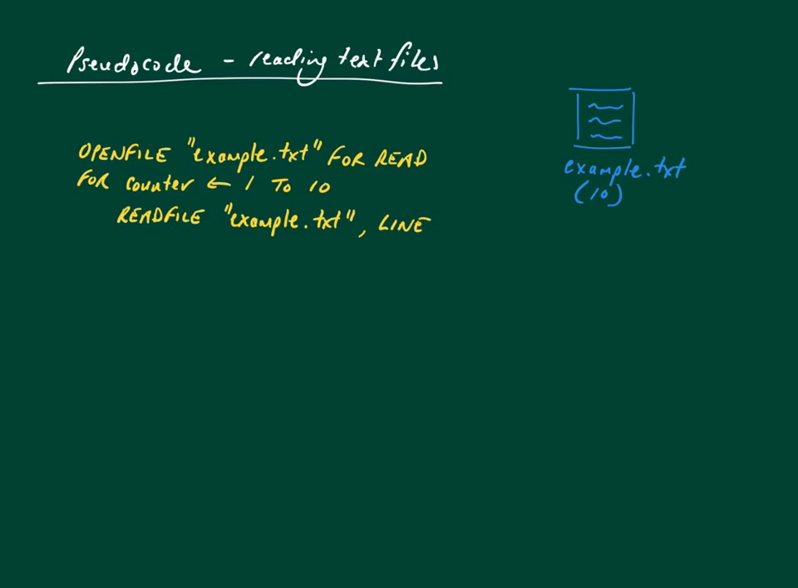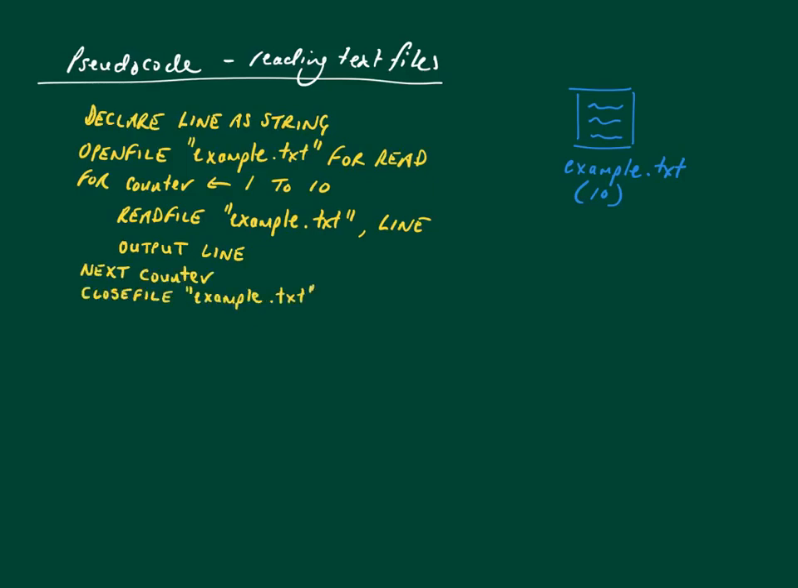And then we're going to read the file example.txt, and each line from that is going to go into a variable called line, which we'll have to define up here. And because this is a simple program, we're just going to output the line from the file to the screen and end the loop. And there you go. There's an example program which opens a text file for reading, reads in 10 lines and displays it on the screen.